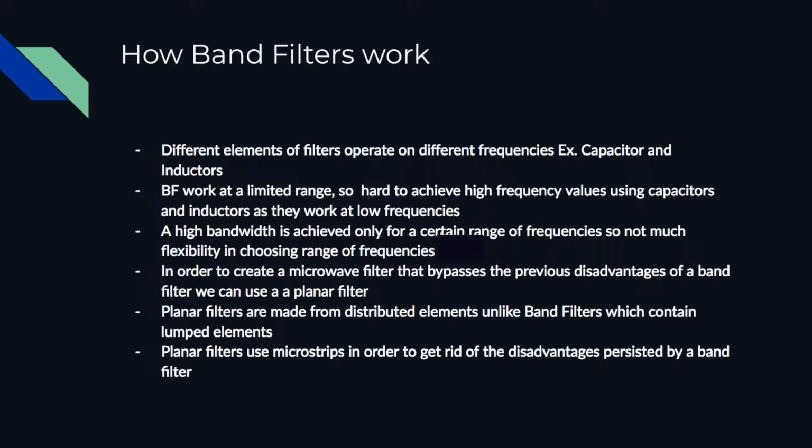Also, in order to create a microwave filter that gets rid of these disadvantages that I've just stated, what we use is a different type of filter, and that is called a planar filter. What planar filters are is that they're made from distributed elements, unlike band filters, which are actually lumped elements. And what this difference does is that because of this, we are able to use microstrips, which planar filters use.